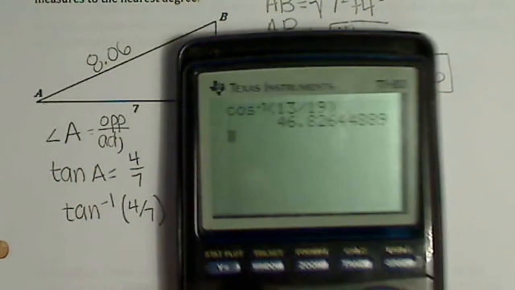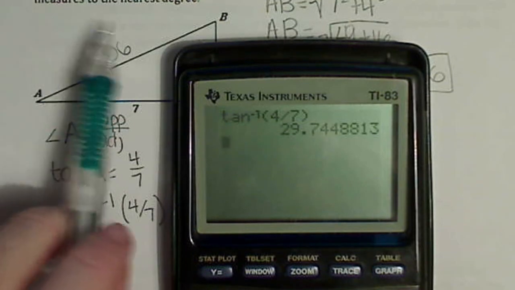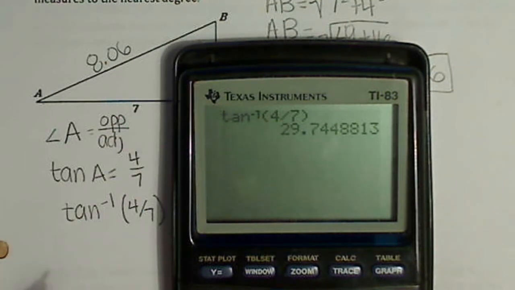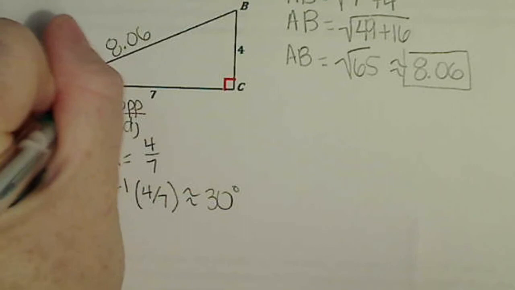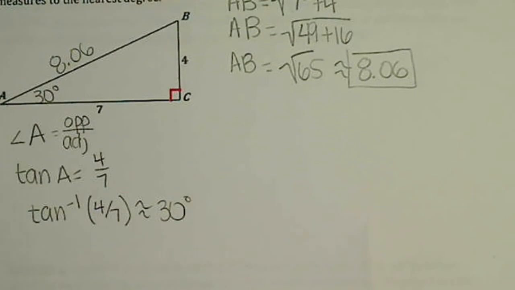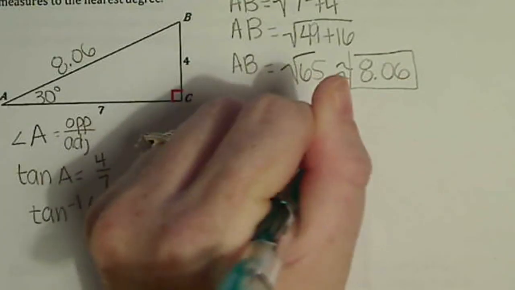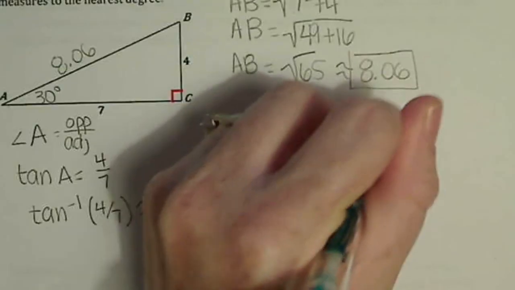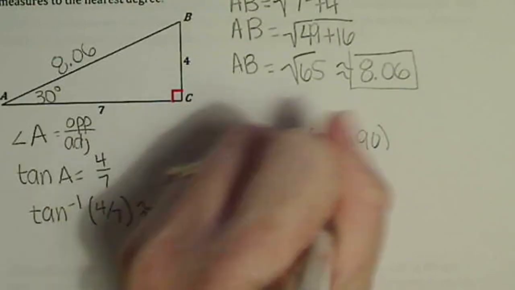So again, on your calculator, put in inverse tangent 4/7. 29.7. Now it says to round to the nearest degree. So we're going to round this up to 30 degrees. So if angle A is 30, do we have to use trigonometry to find angle B? You can if you want to practice it, but you can also know that there are 180 degrees in a triangle, so angle B is about 60 degrees.